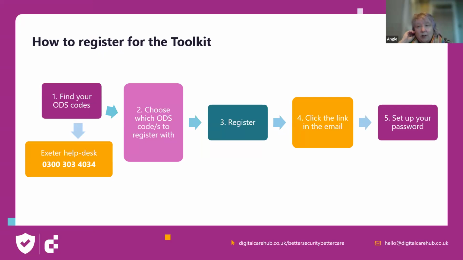So all CQC registered social care providers will have an ODS code, which is the Organisation Data Service code. And this is used by the NHS to provide health and social care organisations with a unique code. And you'll see the sort of timeline here. So the first thing to do is to find your ODS code, and I'm going to go into a couple of ways how you can do that. And then you want to choose the ODS code that you want to register with. Then you complete the registration. You will get a link in the email, and then you can set up your own password. Okay, and we'll just go into that a little bit more.